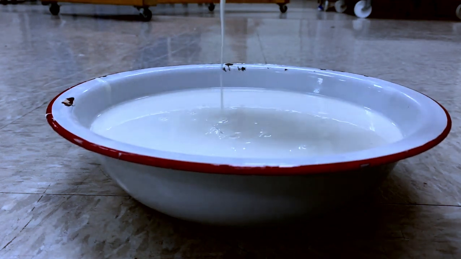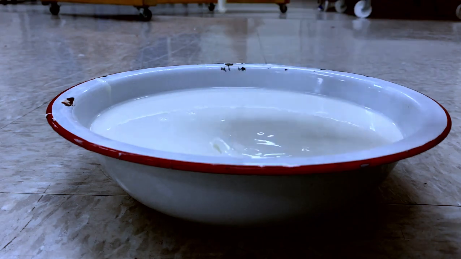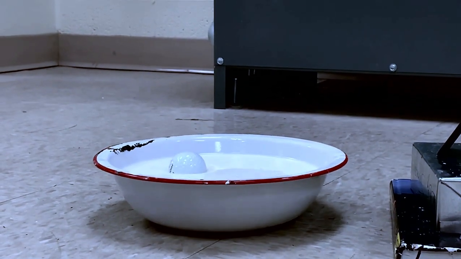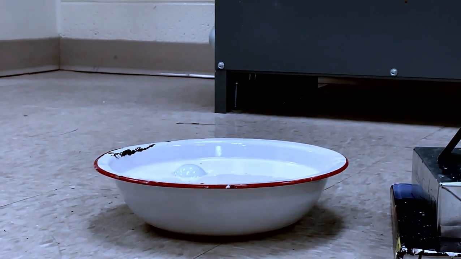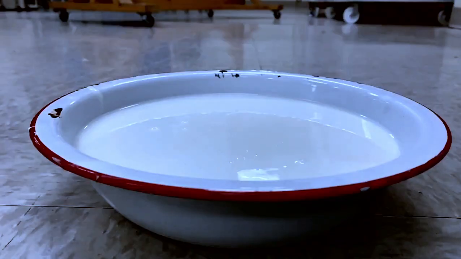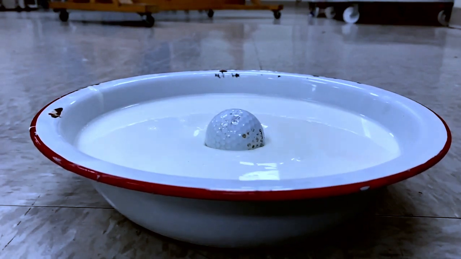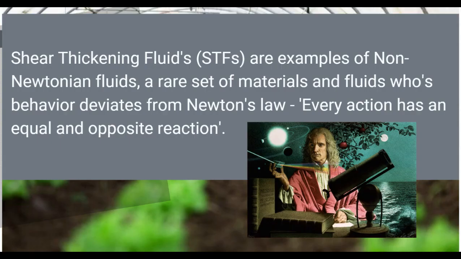However, by applying more shear in an attempt to remove it, the solid-like qualities of the substance are demonstrated. We see that if the ball is dropped and impacts the mixture with a high initial velocity and greater shear force, its apparent viscosity is much higher. Shear thickening fluids, STFs, are examples of non-Newtonian fluids, a rare set of materials and fluids whose behavior deviates from Newton's law that every action has an equal and opposite reaction.